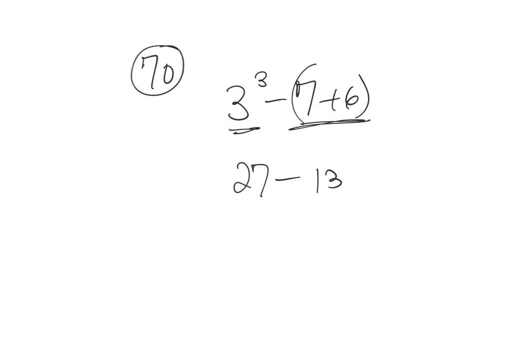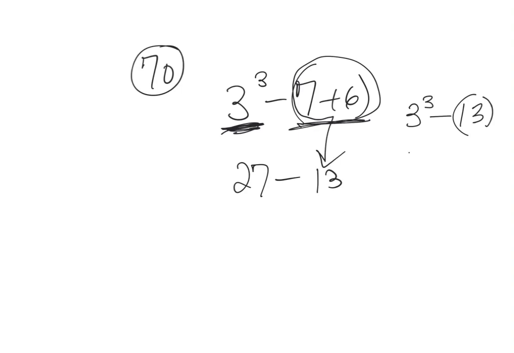I mean, parentheses happens first, but this did not affect what I was doing on the left over here, if that makes sense. So the other way you could have done this is written it as 3 cubed minus, and then you do your 13 first, and that's fine. And then you have 27 minus 13. Either way, the answer is 14 as the final answer. So that was number 70. Your book gives you more practice problems. Let's look at number 80.